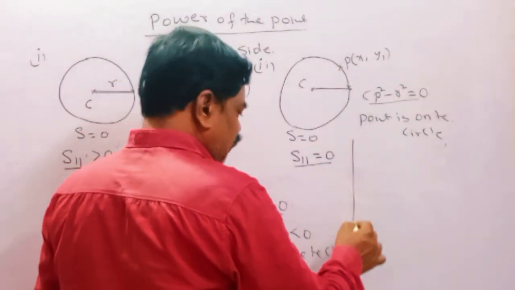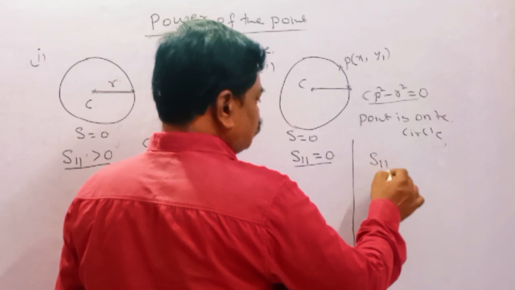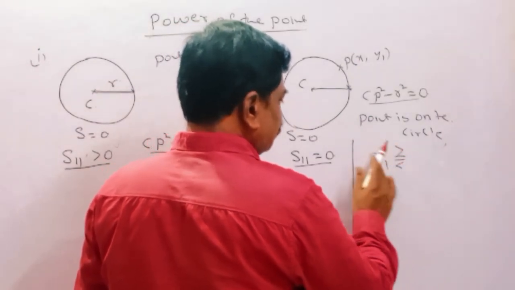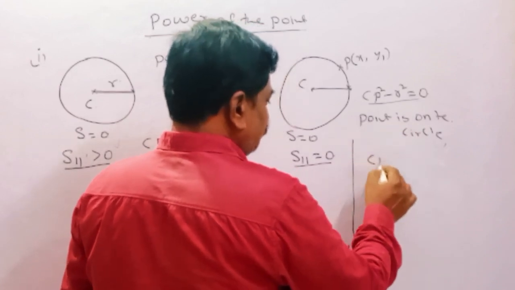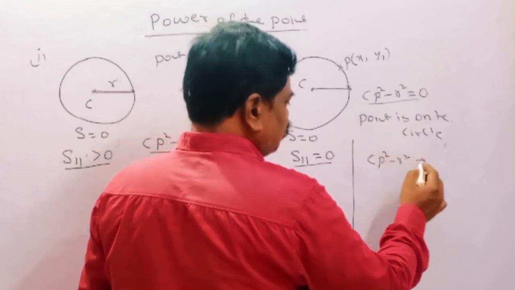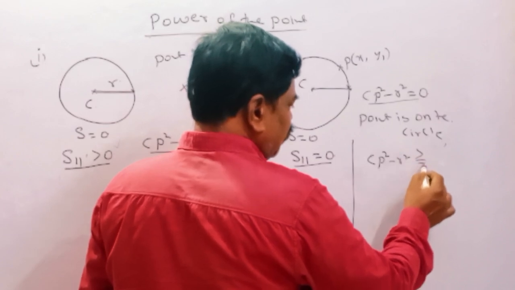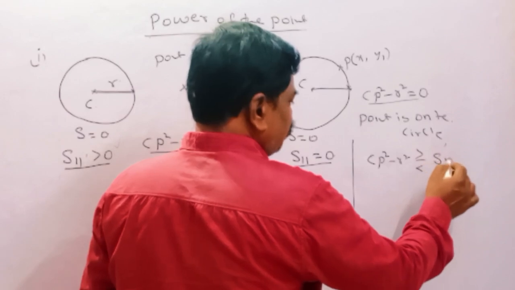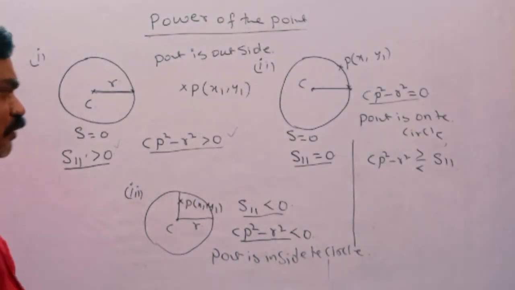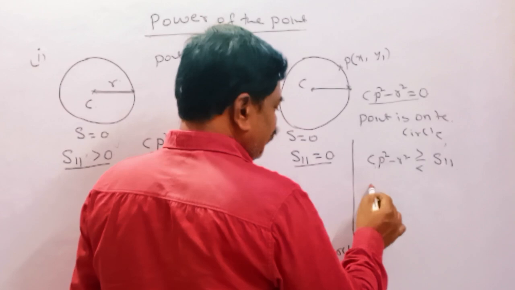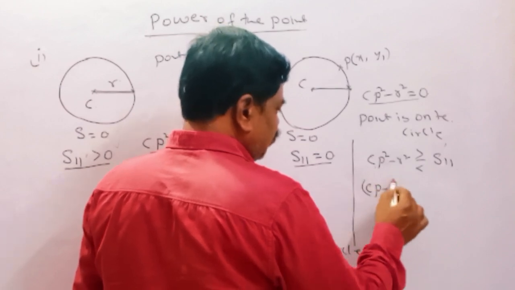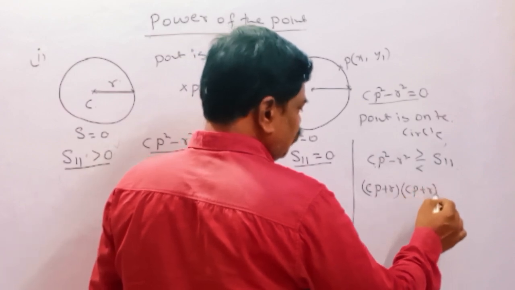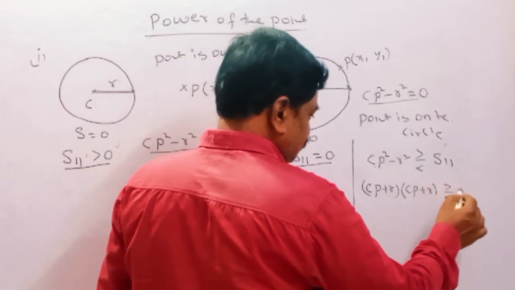Then we give the conclusion: S11 and CP square minus R square are both greater than, equal to, or less than zero together. Here CP square minus R square is in the form of (A plus B) into (A minus B), that is, (CP plus R)(CP minus R), and it is greater than, equal to, or less than S11.